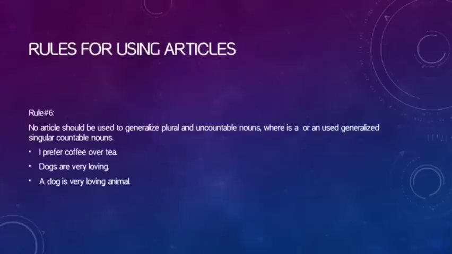For example, I prefer coffee over tea. So coffee and tea are uncountable nouns, because of which there is no requirement of using article a or an. Dogs are very loving. We use a here because it's a singular noun, but a dog is a very loving animal. With dogs are very loving animals, they are in plural form, so there is no need of using a or an.